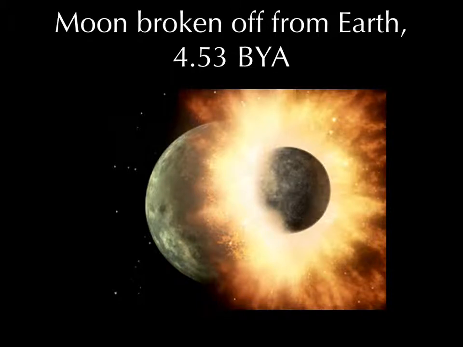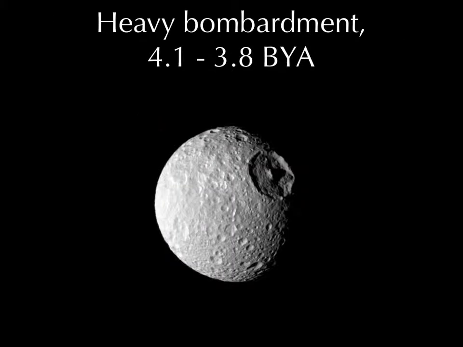So the moon was broken off from the Earth about 4.53 billion years ago. So we had this other sort of planetoid that hit the Earth. Parts of it broke off. Okay. And then we have a long period of heavy bombardment. This actually isn't early Earth, this is actually a moon of Saturn, but it gives you a sense of what early Earth could look like. Right? So you had this long period of rocks and things flying around, hitting Earth's crust and melting it.